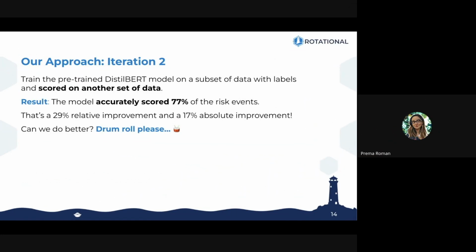And so now we went ahead and trained this Distilbert model on our data set. And the result was a lot better. The trained model accurately scored 77% of the risk events, which was a 17% improvement. And could we do better? We absolutely wanted to do better.